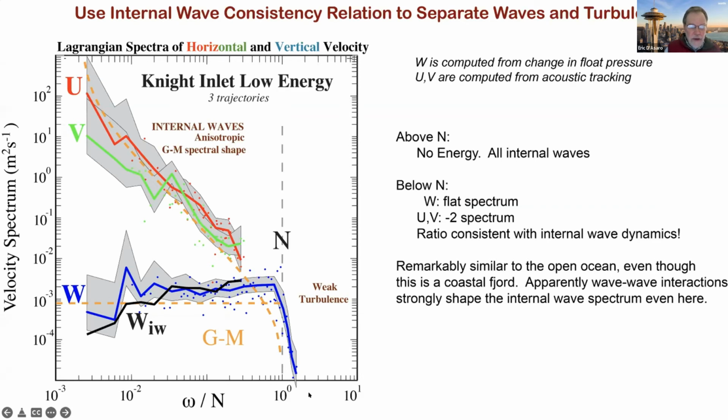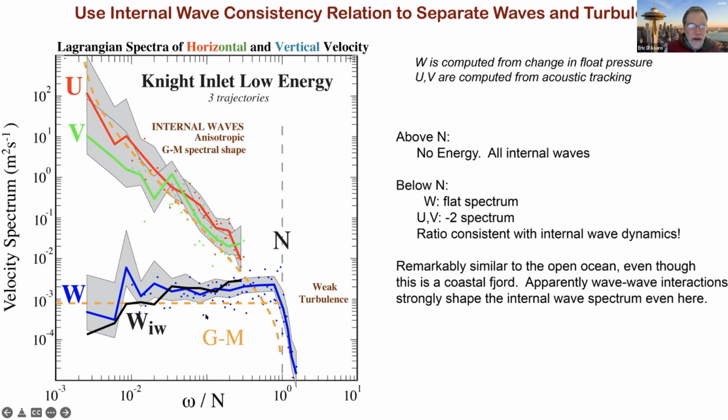Garrett-Munk spectrums in orange. As you saw before, it's roughly Garrett-Munk down here, and even this is roughly Garrett-Munk. So this is pretty amazing that it works. And there's no energy above N. There isn't much turbulence to be seen here.